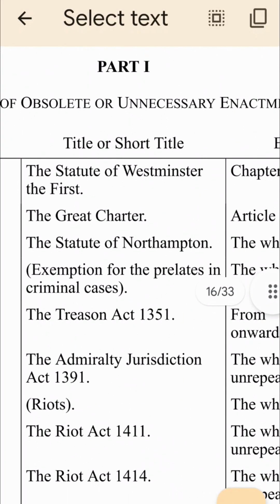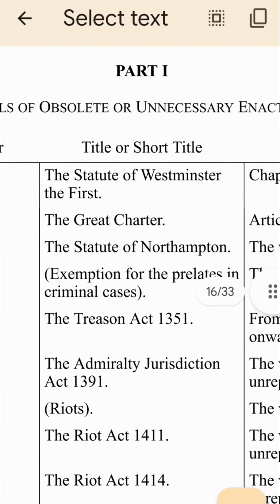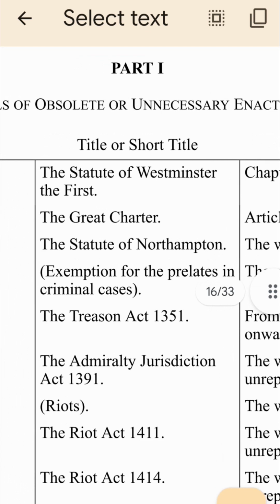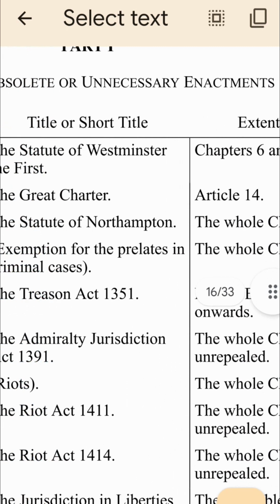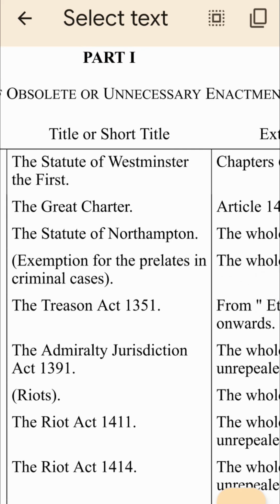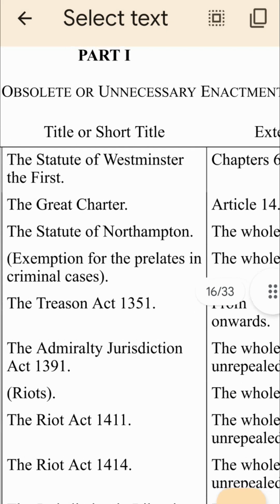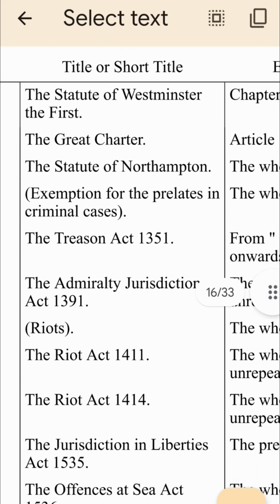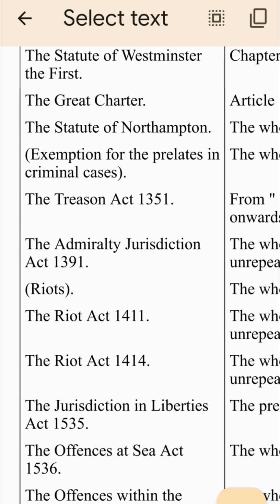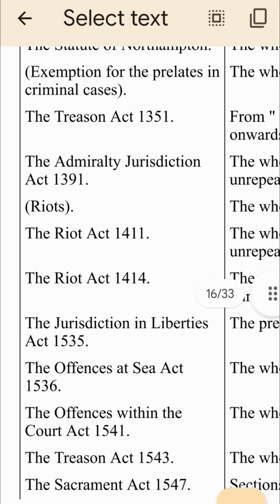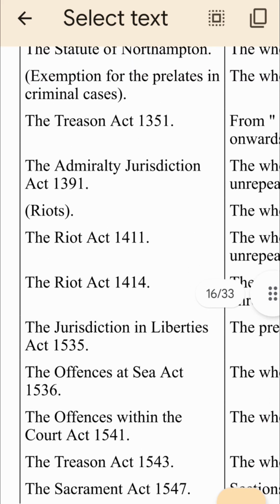Look at these. The Statute of Westminster first. The Great Charter. Is that the Great Charter of the Forest? Article 14, the Statute of Northampton, exemption for the prelates in criminal... Whoa, the whole chapter. Exemption for prelates in criminal cases. Treason Act, 1351. The Admiralty Jurisdiction Act. Right, oh, we've got the Riot Act, 1411. The Jurisdiction in Liberties Act, 1535. Offences at Sea Act.